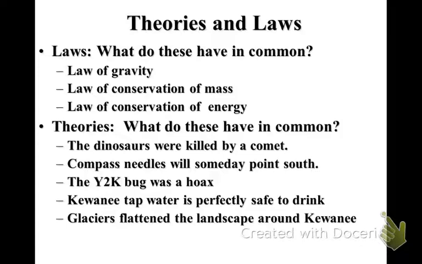Another example, compass needles will someday point south. We find magnetic flecks of iron laid down in the ocean floor. They align with the Earth's magnetic field when they are in molten lava, the liquid state, but then they get frozen there when the lava cools. And as the lava layers cool year after year, the direction of the flecks indicates the direction of the magnetic field year after year.